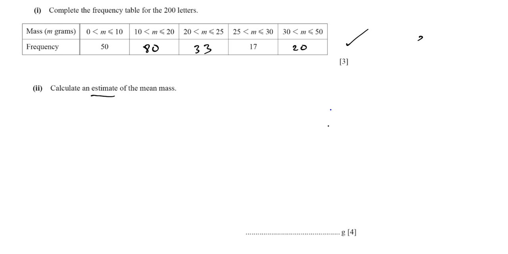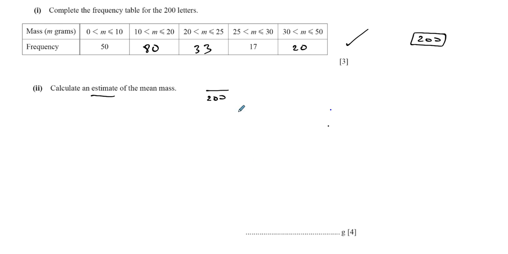Now we know that there are 200 letters in this survey, so I know whatever I have, I'm going to divide it by 200. But the problem is, I do not know what the exact mass of any one of those letters is. I know there are 50 letters somewhere above 0 but less than or equal to 10 grams. Another 80 letters are somewhere between 10 and 20 grams. But I don't know exactly what their masses are, so I do not have anything to add together to give me the sum of their masses. So I can't divide anything by 200 to give me their mean. So I cannot find the mean of these letters.